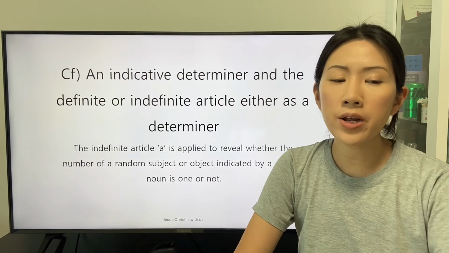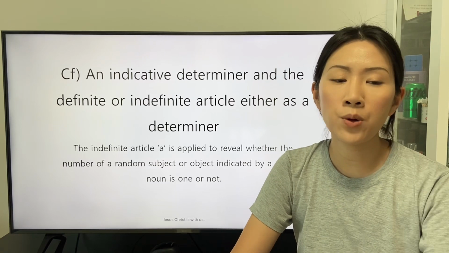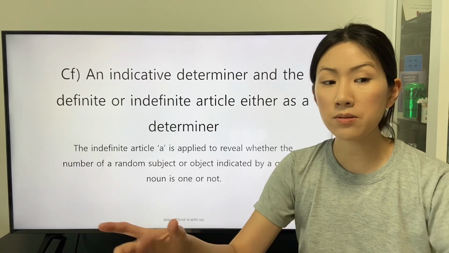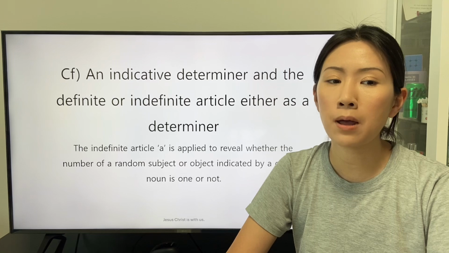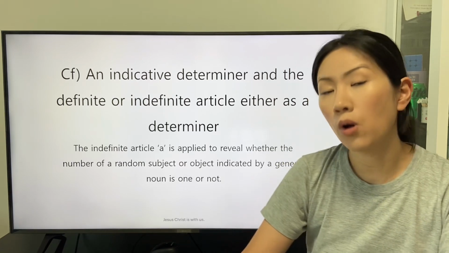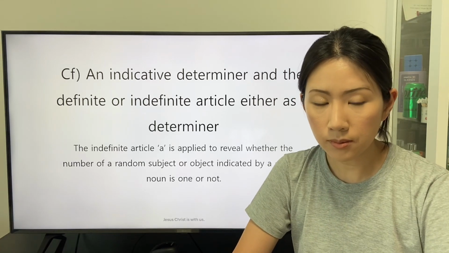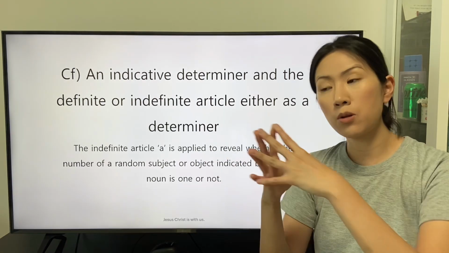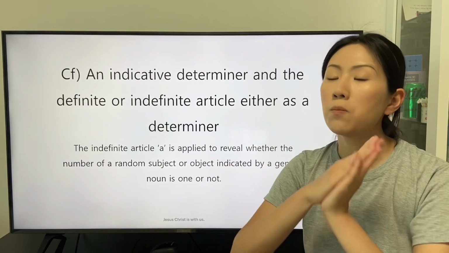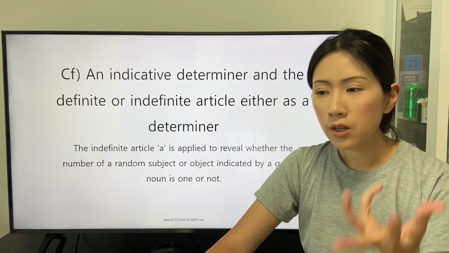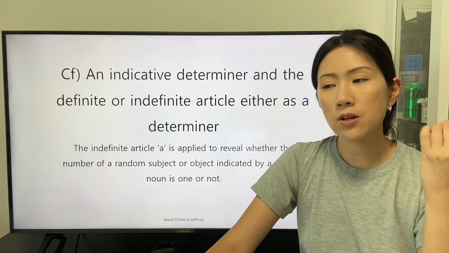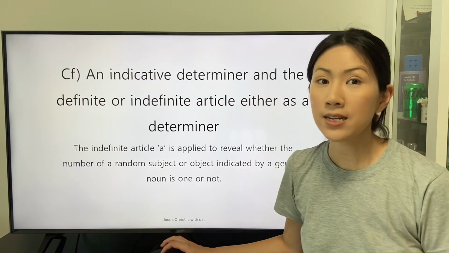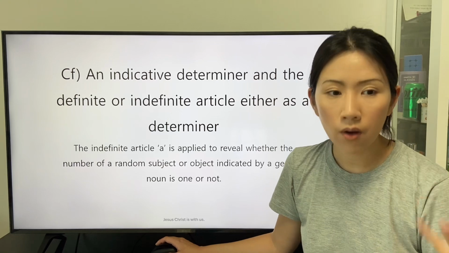The indefinite article a is applied to reveal whether the number of a random subject or object indicated by a general noun is 1 or not. In a case that the number of the subject or object is plural, the speaker applies the suffix s instead of the indefinite article a.